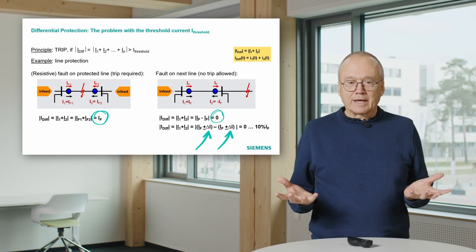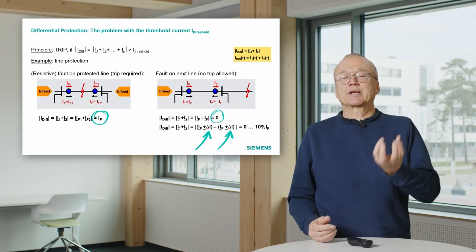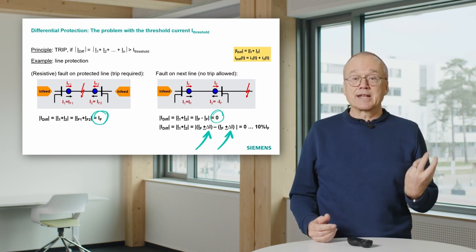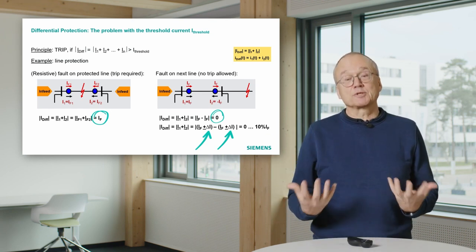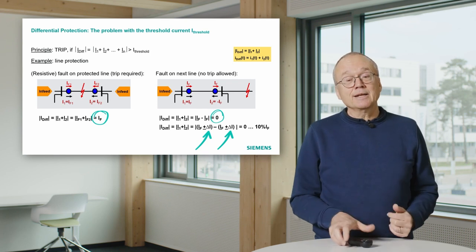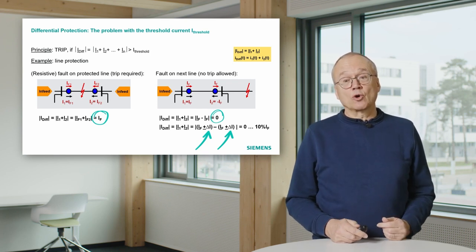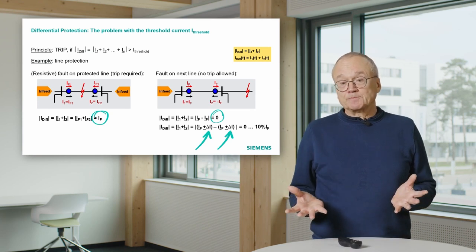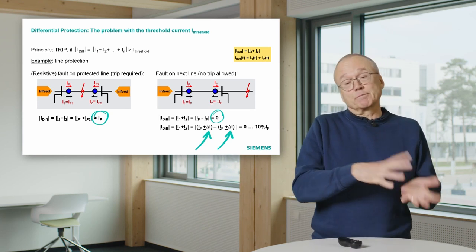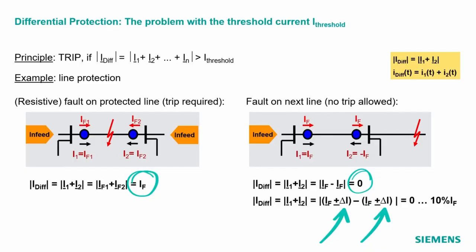But we can, of course, also have the case that the left side current transformer has a negative measurement error and that the right side current transformer has a positive measurement error. And then the differential current is no longer 0. If we, for instance, assume a 5% measurement error, and one has minus 5%, the other has plus 5%, the result will be that we have a differential current which is equal to 10% of the fault current.